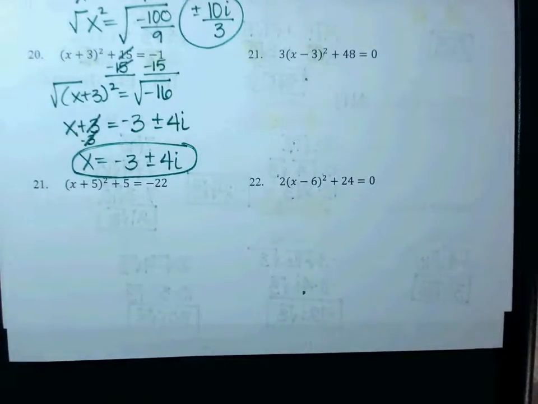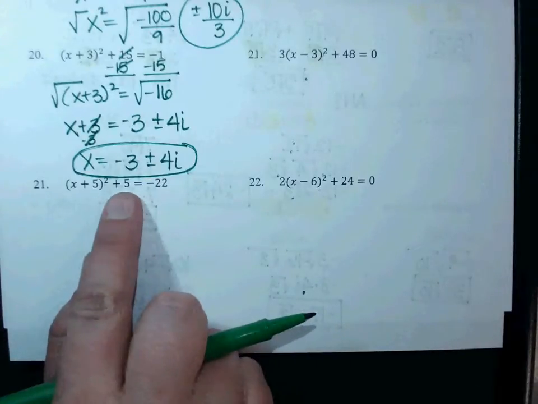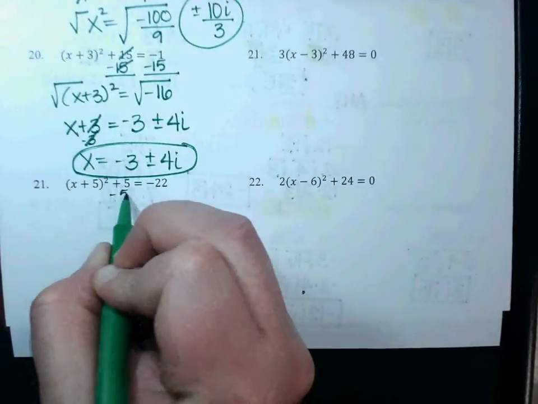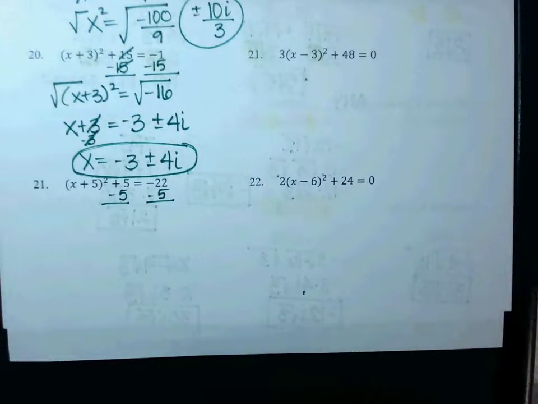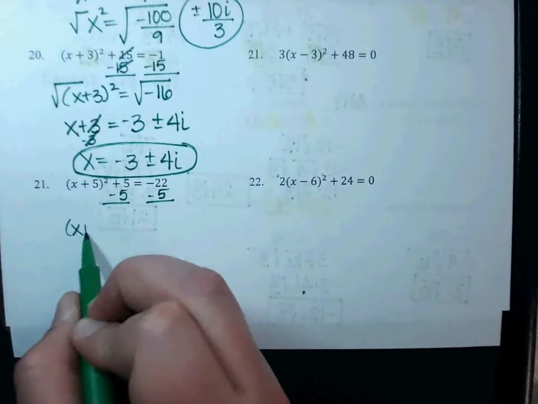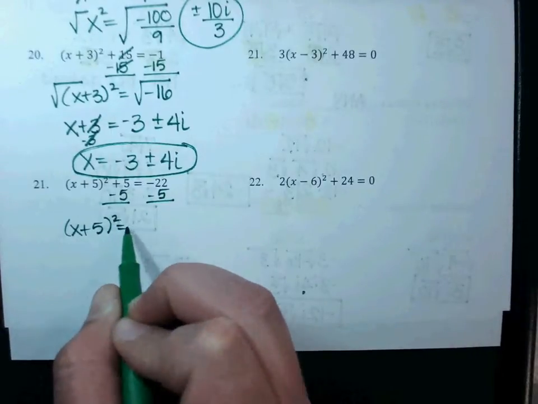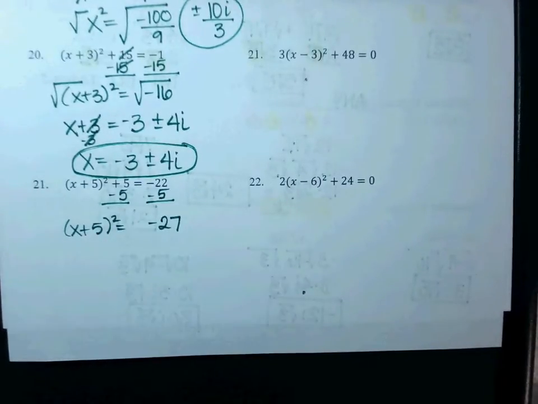Okay, what would I do first? That plus 5. What is negative 22 minus 5 more? Okay, so I have x plus 5 squared equals negative 27. What's my next step? Square root.